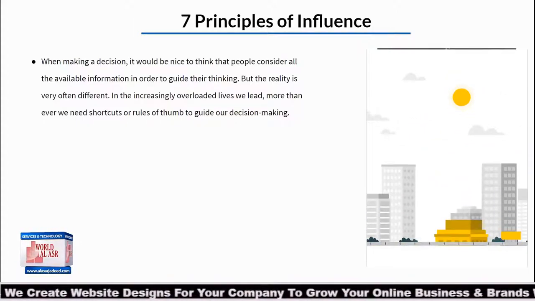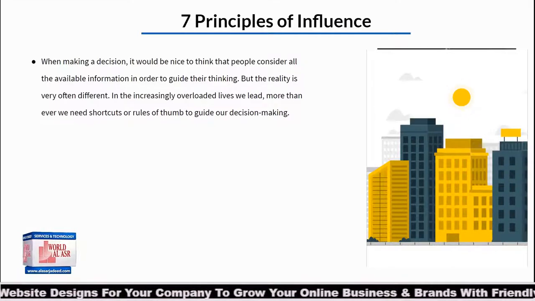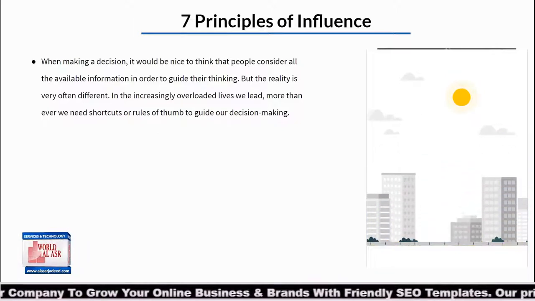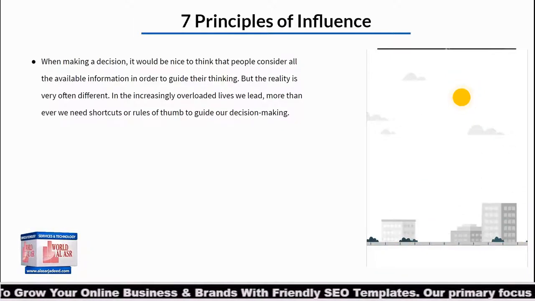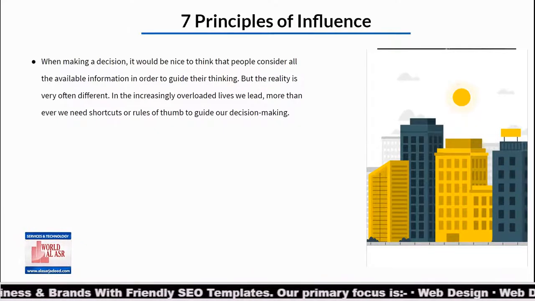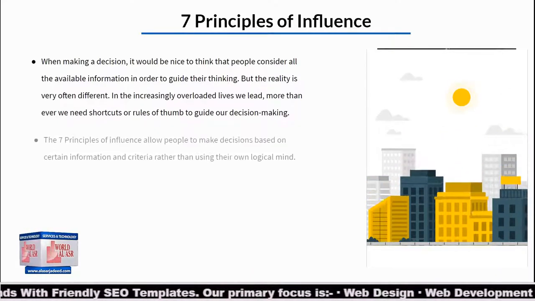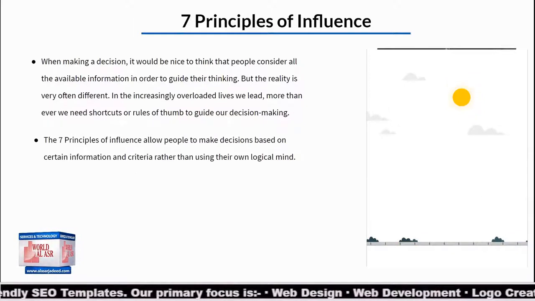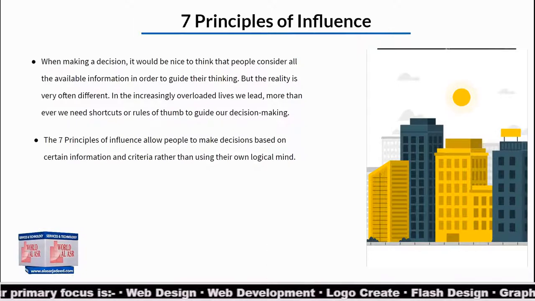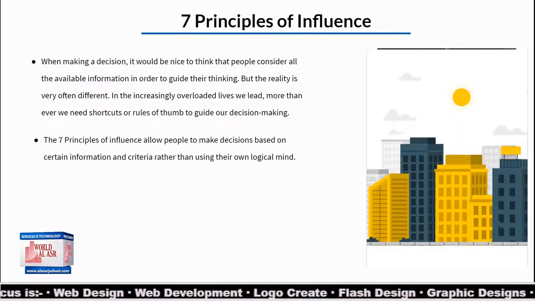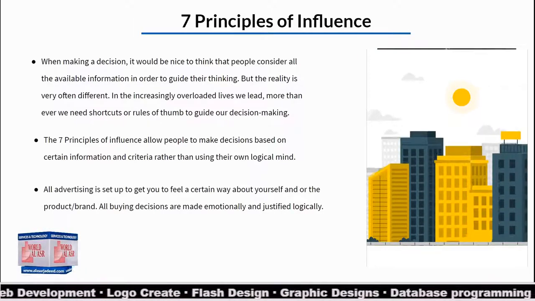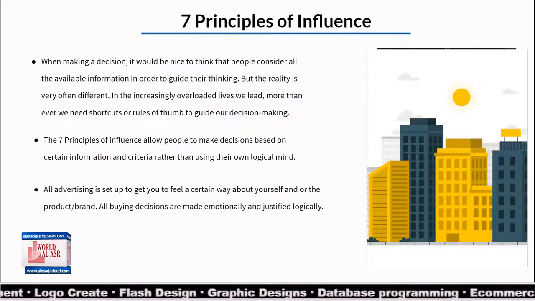Oftentimes, the decision isn't necessarily our own because we're taking outside influence, we're looking at social proof, we're looking at popularity, right? We're looking at different factors that help us determine whether or not something is a good price or a good purchase. And so the 7 principles of influence allow people to make decisions based on certain emotion and criteria rather than using their own logical mind, because very, very rarely do people actually make a decision based on just pure facts, pure data.